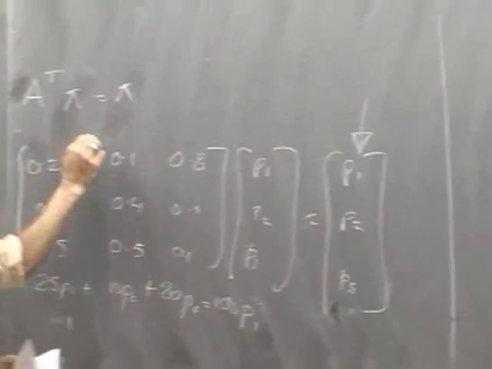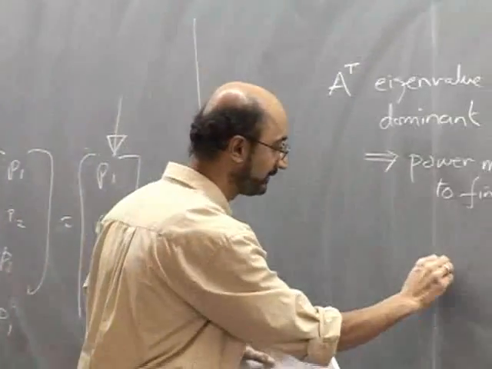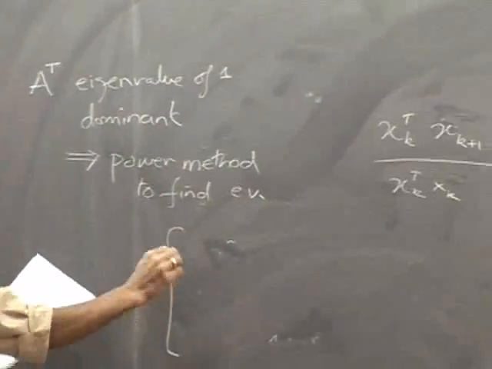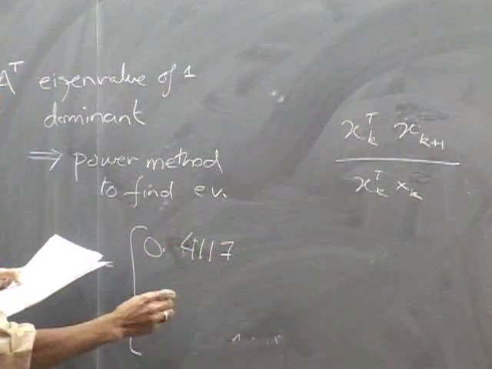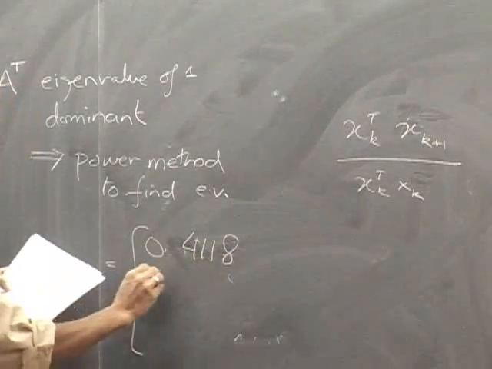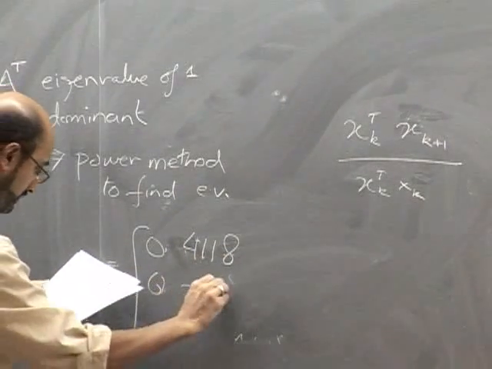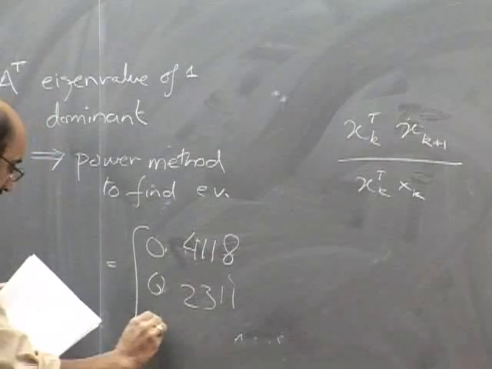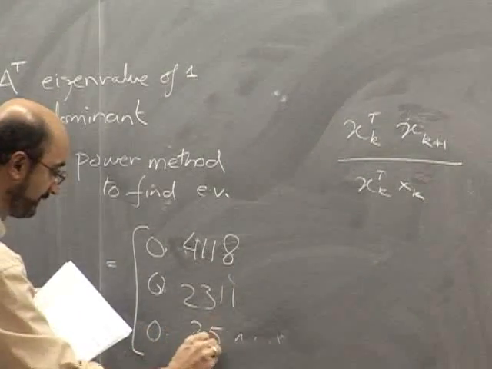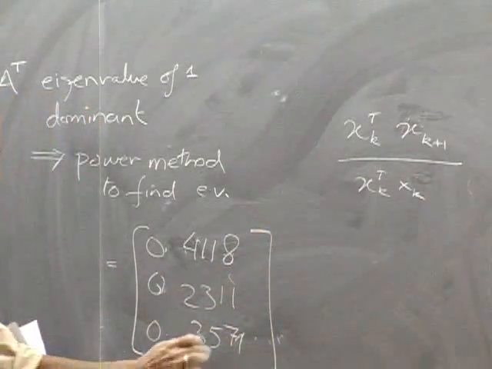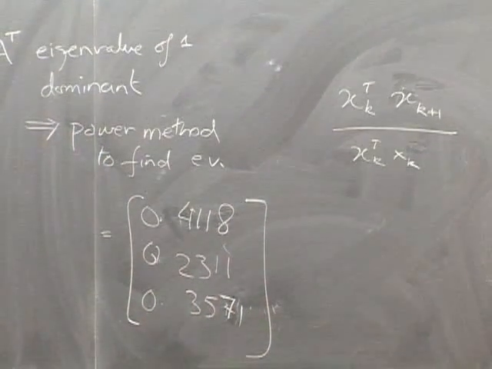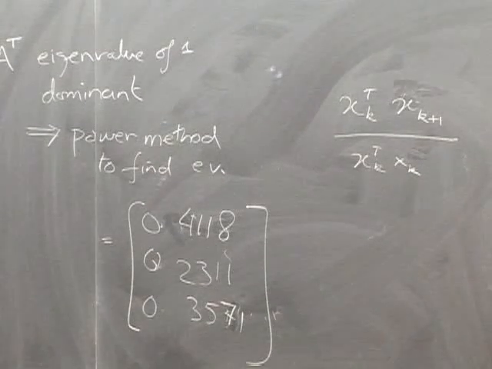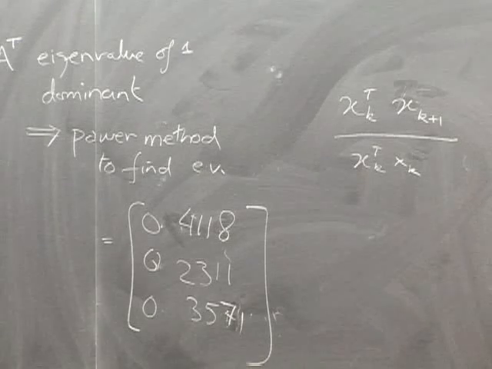I was going to suggest this, but you could also do this. In any case, if you do it, the vector you will get will have these 3 values: 0.4117 to 4118, 0.2311, and 0.3571. So there are 2 different ways of doing it, but that should be the answer you should be getting. 0.4118 or 0.412, 0.2311, 0.3571.